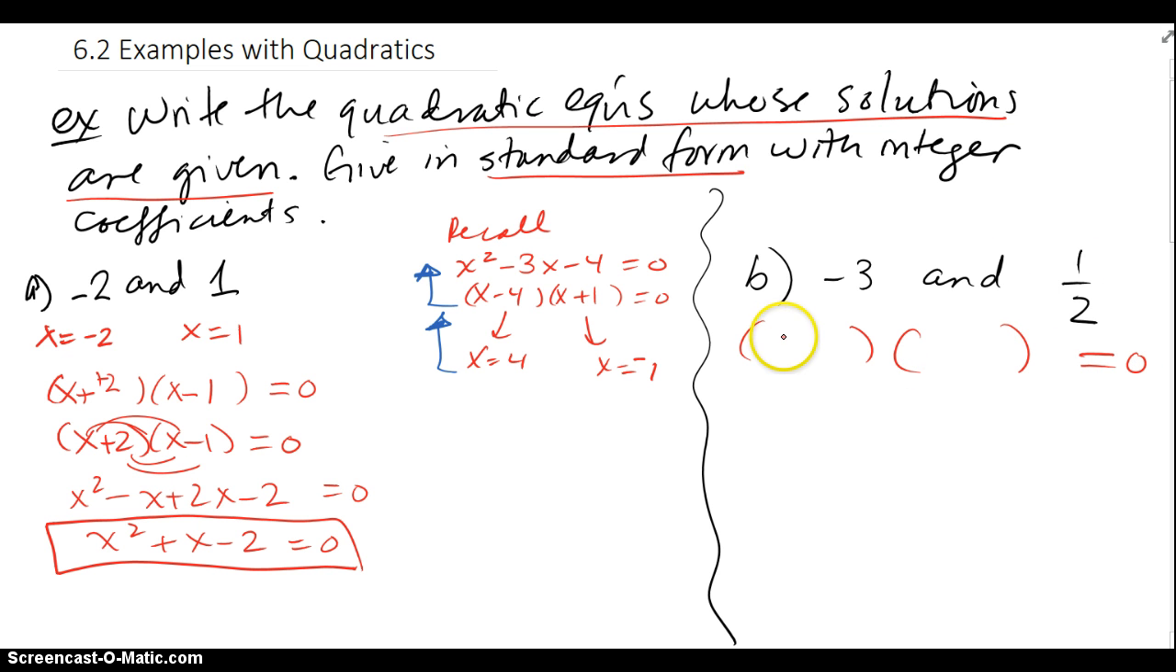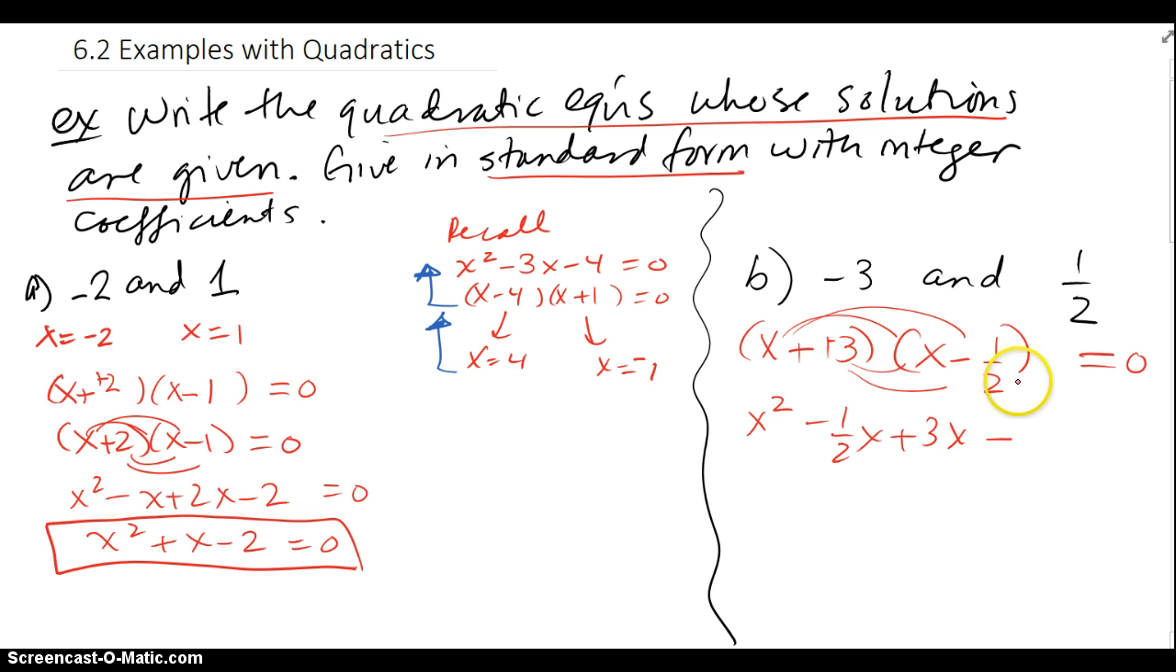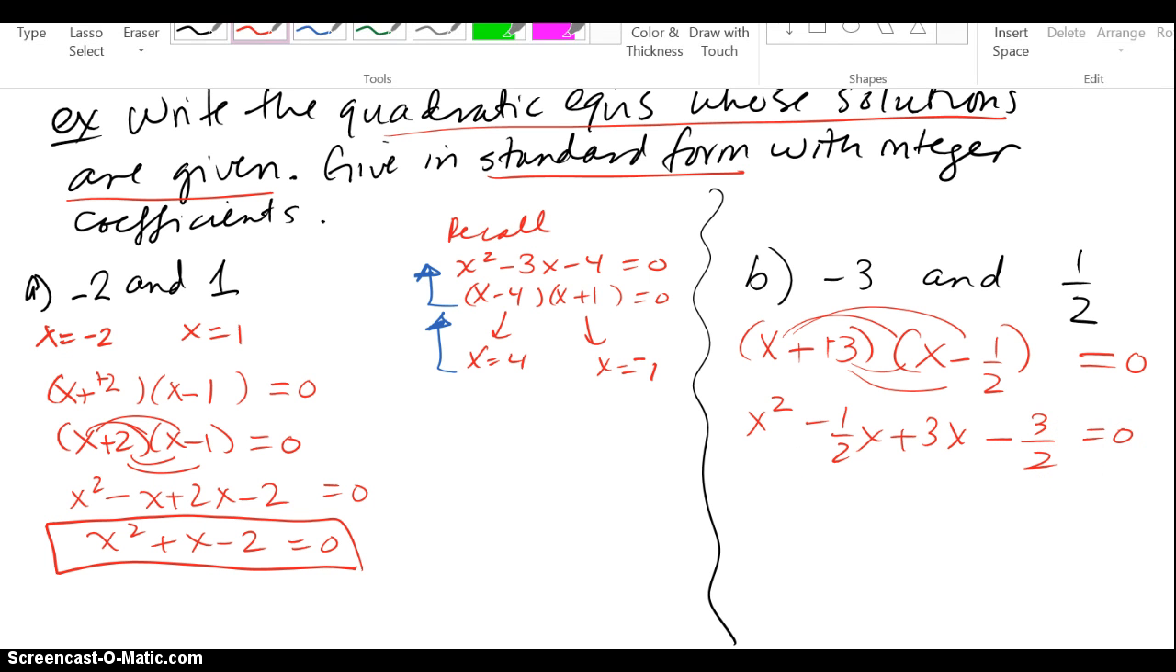They must have come from two binomials, x minus a minus 3, so x plus 3, and then x minus 1/2. So these are my two binomials. I'm going to multiply them out. That's going to be x squared minus 1/2 x plus 3x minus 3/2 equals 0. I don't like those fractions. I'm not going to mess with them because it's an equation.